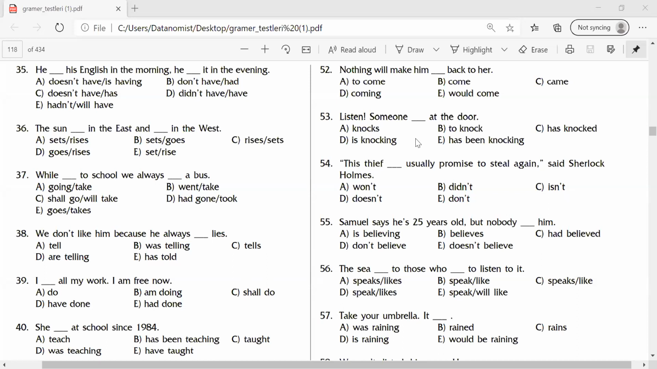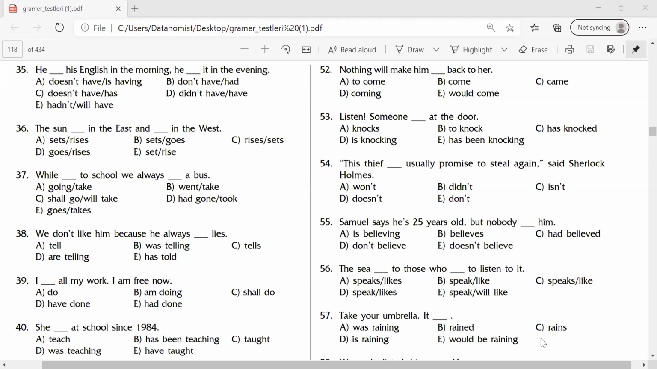Now look at this one, the 53rd one. Listen, someone dash at the door. When do I say listen? When something is happening right now. Listen, someone dash at the door. What's your answer? Yes, you're right.